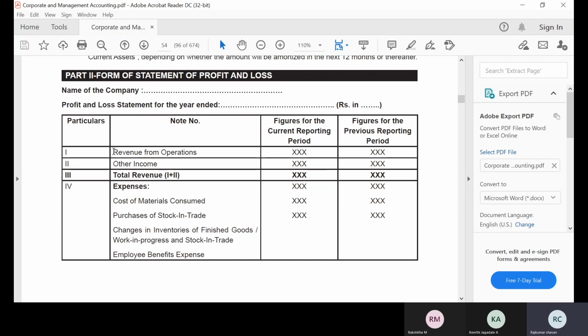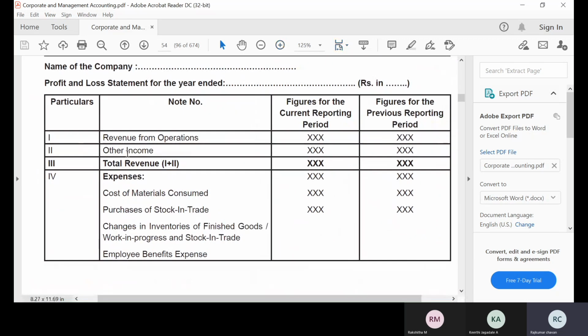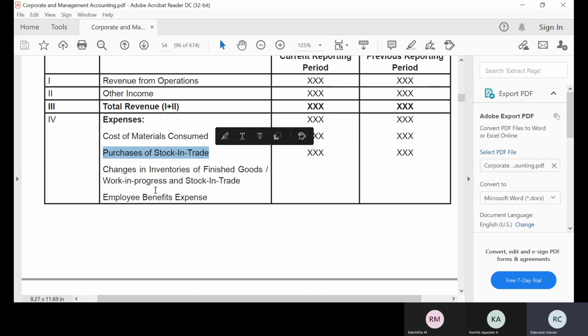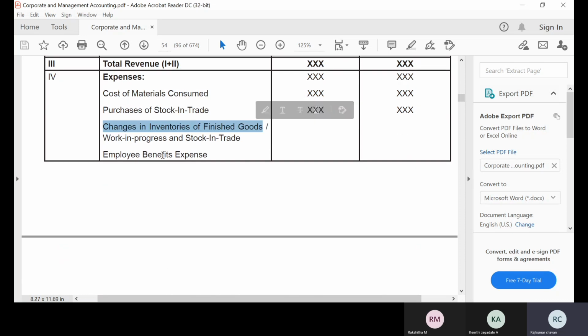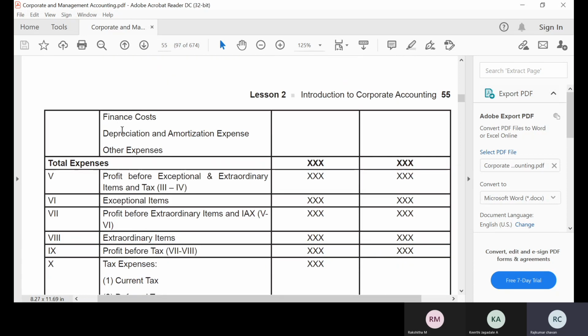First, the profit and loss account will start with revenue from operations. We are going to see that now. Then other income. When you add revenue from operations and other income, you will get total revenue. Then less expenses we have to deduct. The first one is cost of materials consumed, then purchase of stock in trade, then changes in inventories of finished goods, work in progress or stock in trade, employee benefit expenses. That is what they have given here. Then finance cost, depreciation and amortization, and then other expenses.